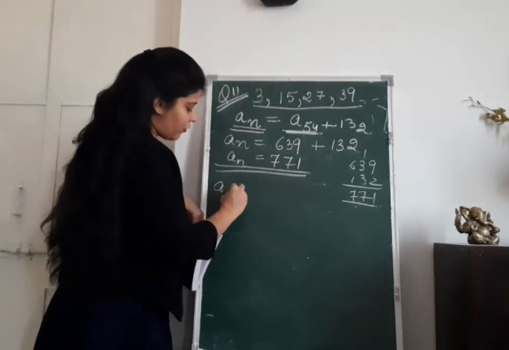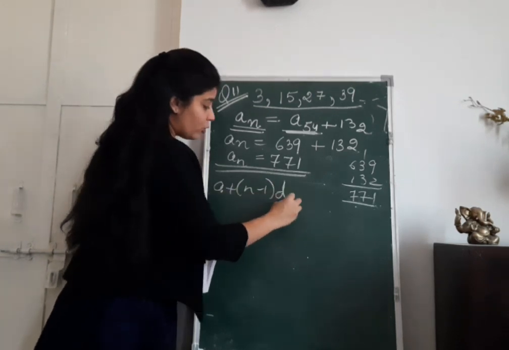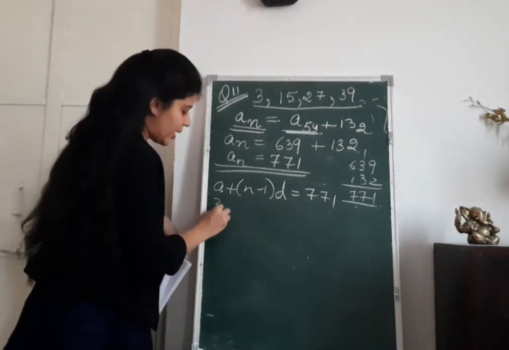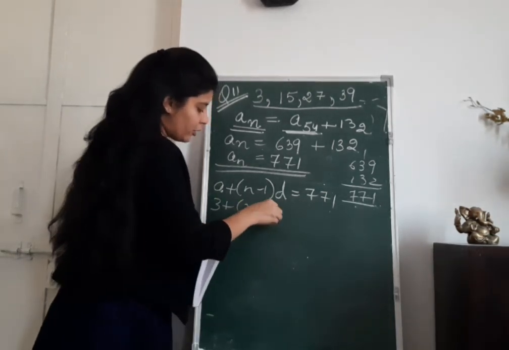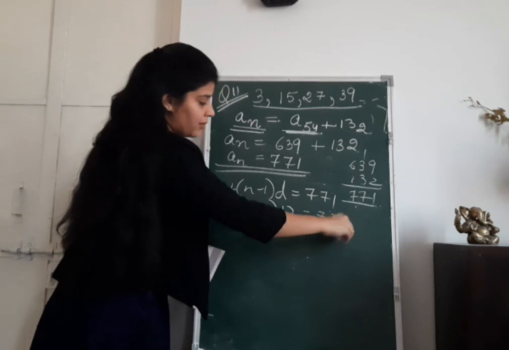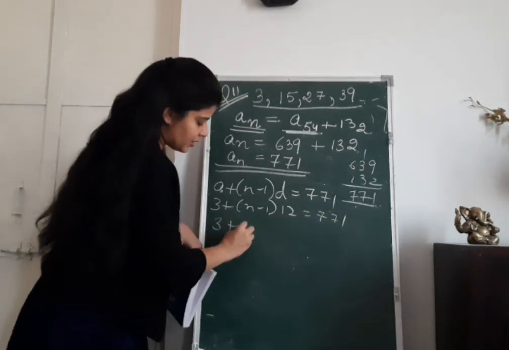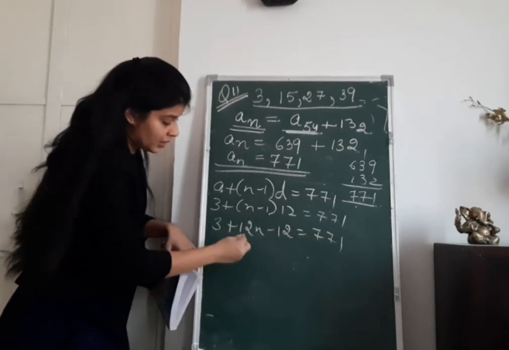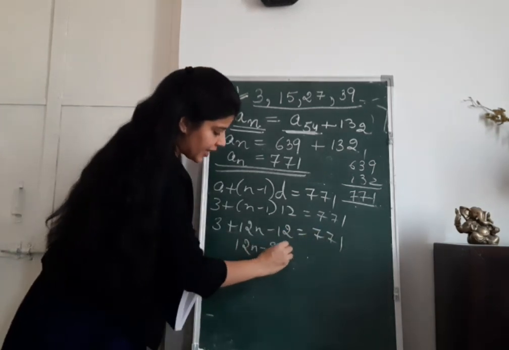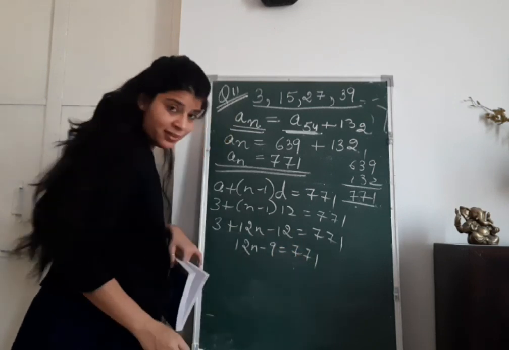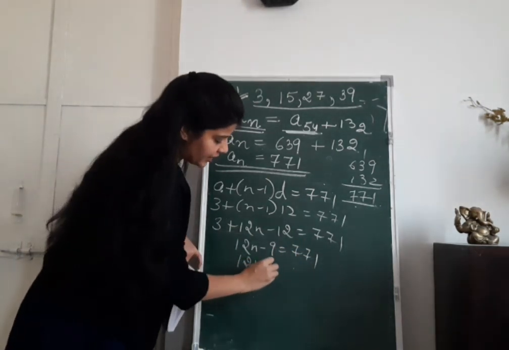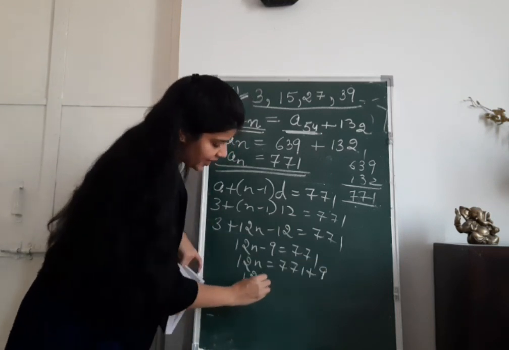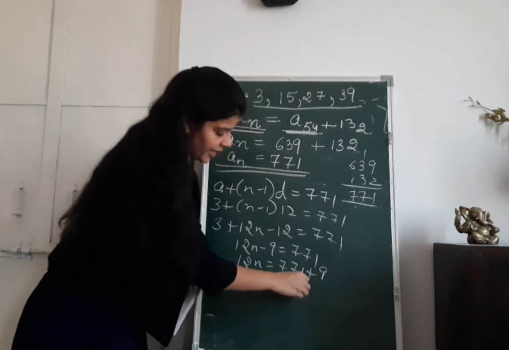So again, using the formula, I can say a plus n minus 1 into d is equal to 771, where a is 3 plus n minus 1 into d is 12 is equal to 771. 3 plus 12n minus 12 is equal to 771. That gives me 12n minus 9 is equal to 771. 12n is equal to 771 plus 9. 12n is equal to 780.